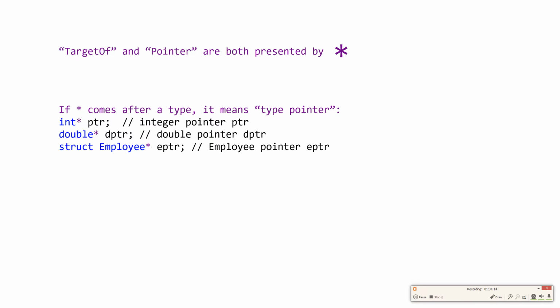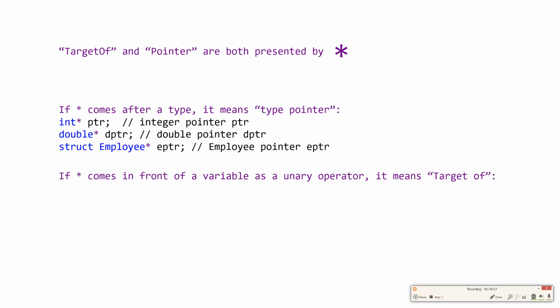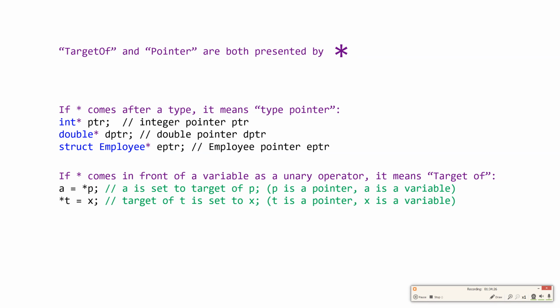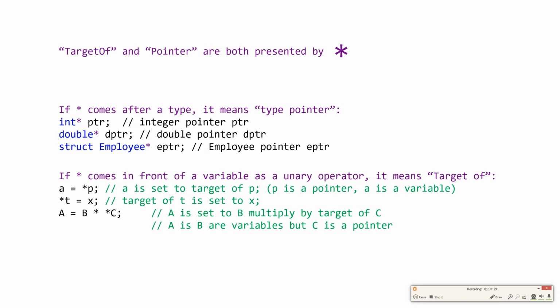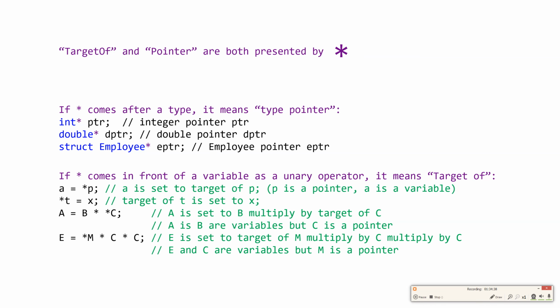Okay? So essentially, when you see an asterisk in front of a variable, it means target of. Don't say asterisk something. So A is target of P. Target of T is X. And A is equal to B multiplied by target of C. Say it that way, you will never forget. And E is equal to target of M multiplied by C multiplied by C. Okay? Which essentially means that. And that was pointers, very quickly.